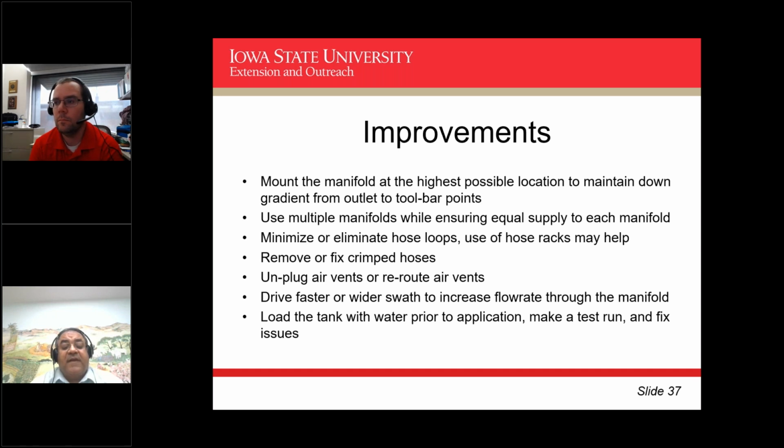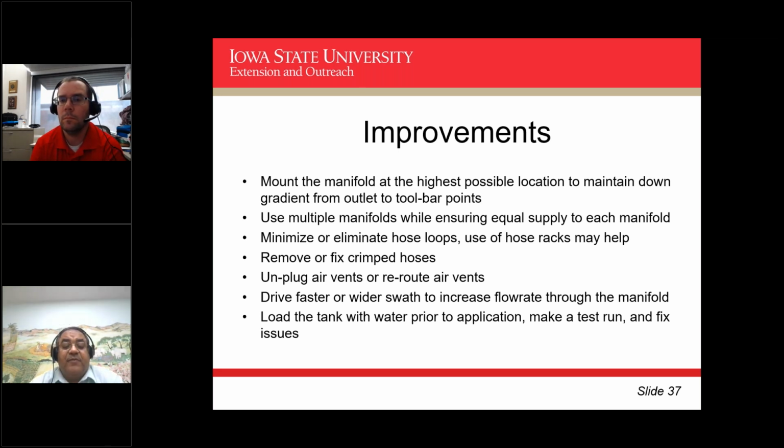Another way is at low application rates, you could drive faster. That will push more flow rate through the manifold. If you are only at 6 or 8 points, you can look at going to a wider swath, maybe 12 point toolbar, with similar point spacing that could get you again more flow rate coming through the manifold.